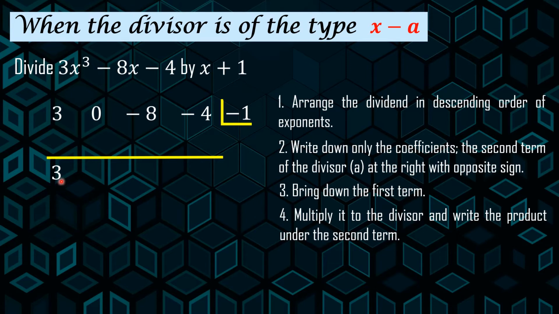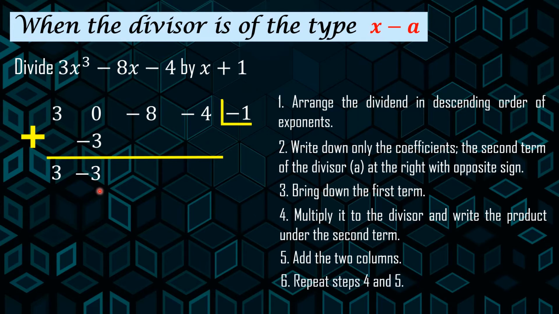So, let us multiply 3 times negative 1 is negative 3. And then, add the two columns. 0 plus negative 3 is negative 3. Sixth step is to repeat steps 4 and 5. So, ganun pa rin yung gagawin natin.